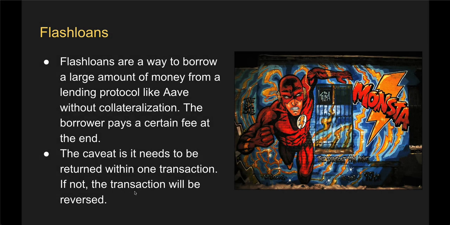We have flash loans. Flash loans are a way to borrow a large amount of money from lending protocols like Aave without collateralization, meaning we don't need to pay for that. And the borrower pays just a certain fee at the end of the transaction. But the caveat with the flash loan is that it needs to be returned within one transaction. If not, the transaction will be reversed.